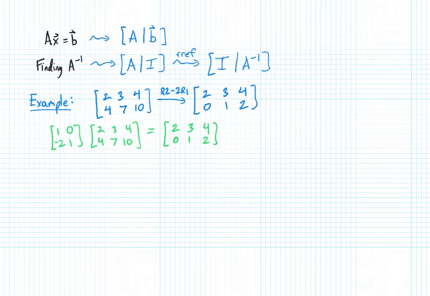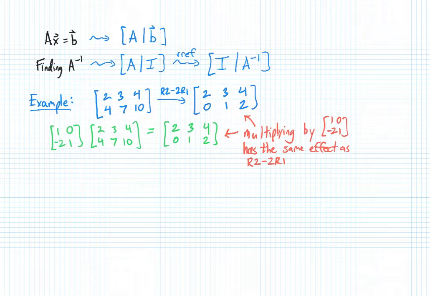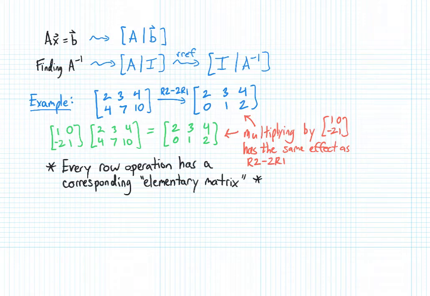This isn't a coincidence. In fact, this matrix that we multiplied by, the 1, 0, minus 2, 1 matrix, has a special property that whenever you multiply it on the left times some other matrix, it has exactly the same effect as doing this row operation of subtracting 2 times row 1 from row 2. And this is not a coincidence. Every row operation has a corresponding what's called an elementary matrix, which is a matrix that you can multiply other matrices by, and doing that multiplication has the same effect as doing the row operation.